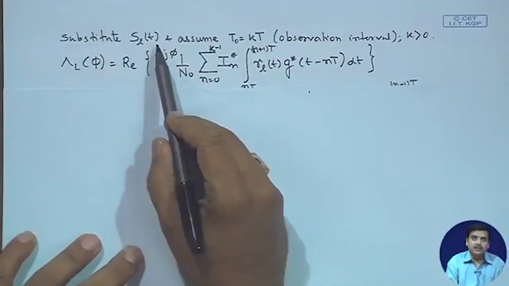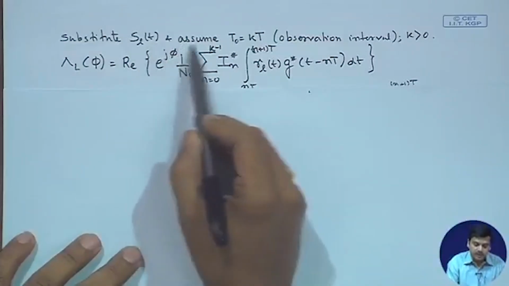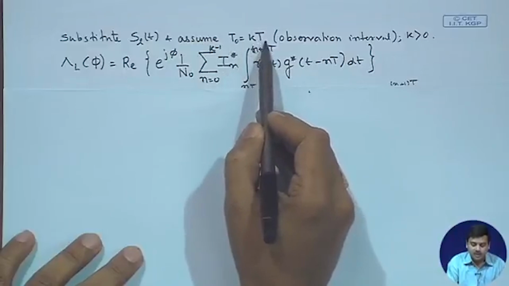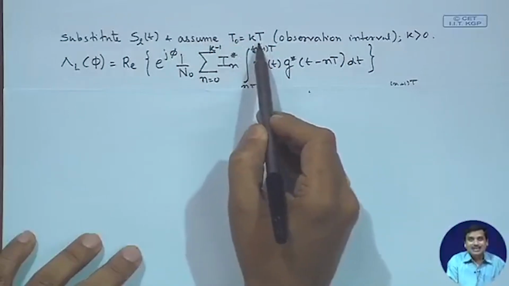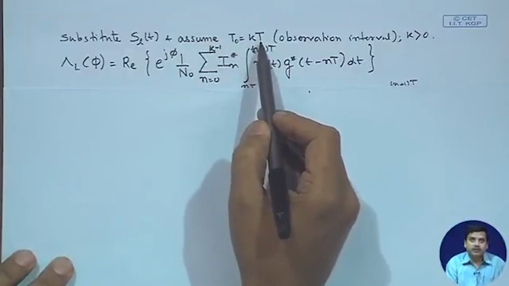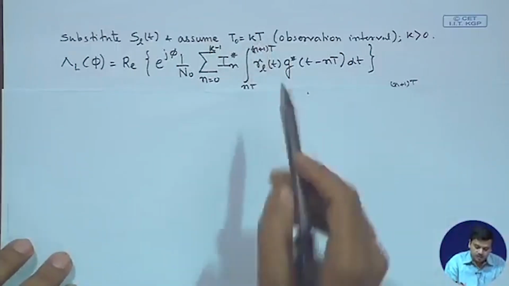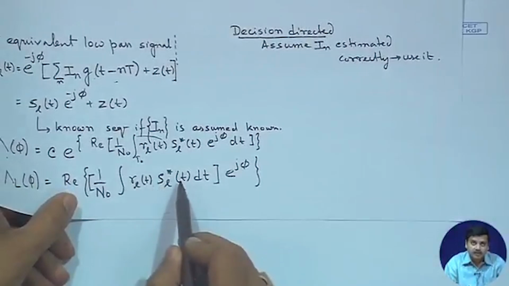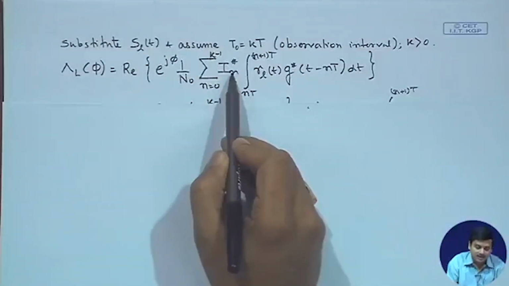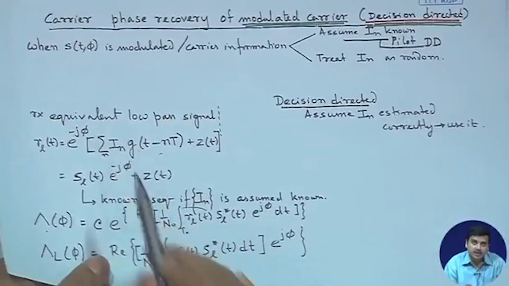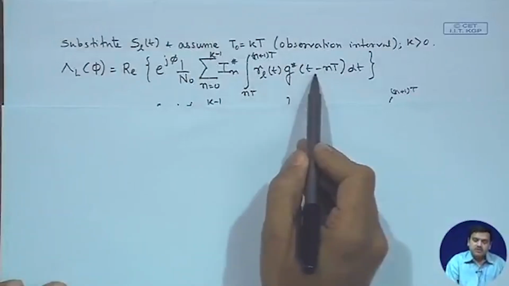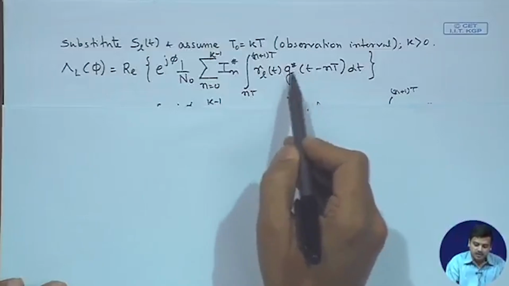Now is the important part. We will substitute S L of t, because we assume we know it, and assume that T0 is equal to K T, that means the observation interval. Here we for the first time introduce that this T may be unknown, which we will address when we talk about timing synchronization. When we replace S L of t in the previous expression, S L of t is replaced over here by I n, because you can clearly see I n. So, S L of t is known, we have r L times this. Basically this is the gate function.